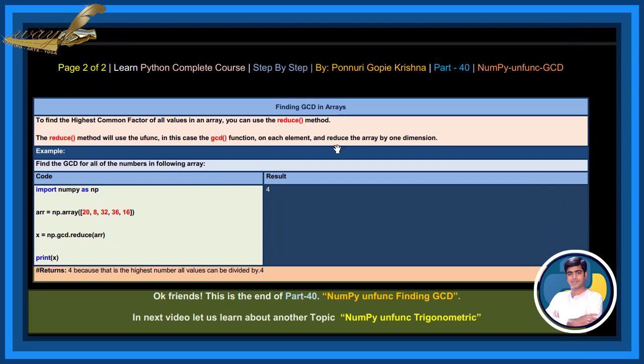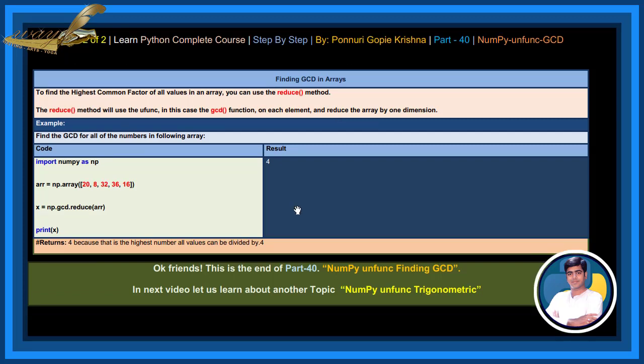Finding GCD in arrays. To find the highest common factor of all values in an array, you can use the reduce method. The reduce method will use the ufunc, in this case the GCD function, on each element, and reduce the array by one dimension.